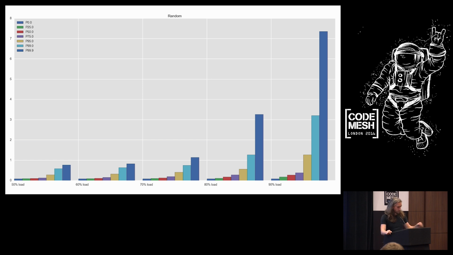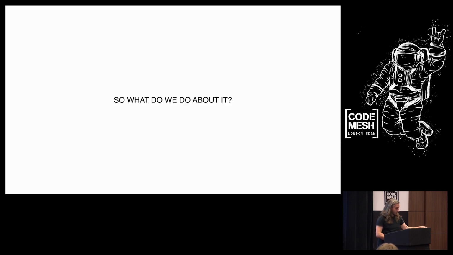But this is interesting to me because it means that if you're not seeing this, it probably means that you're over-provisioned. And if you are seeing this, it means that if we could find a way to do it better, you could either reduce your latency by a lot, or you could potentially turn off a bunch of servers, both of which would be pretty rad, right? Okay, so what do we do about it?